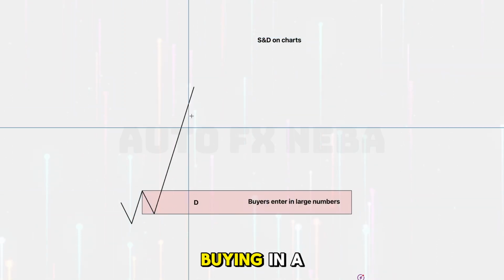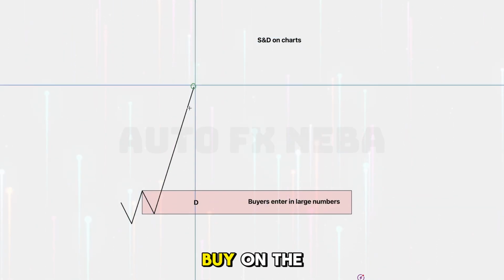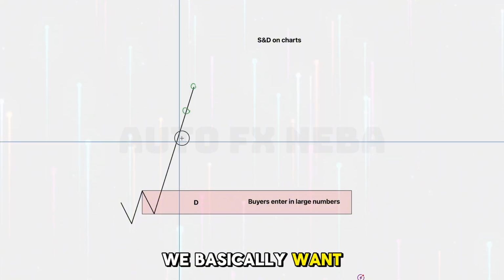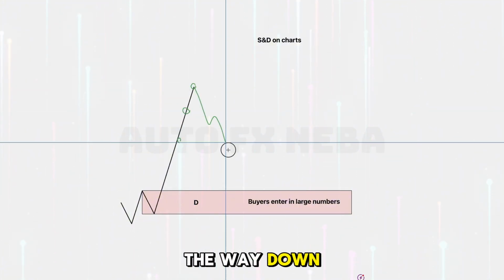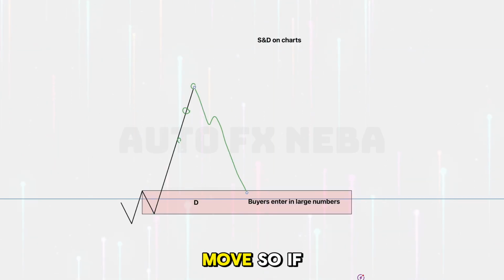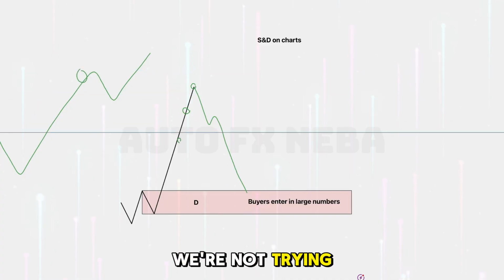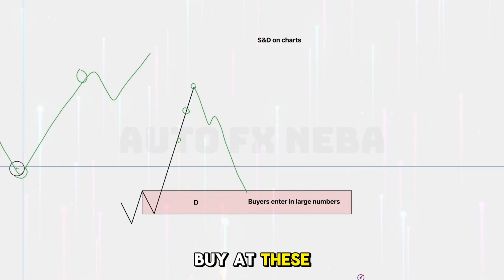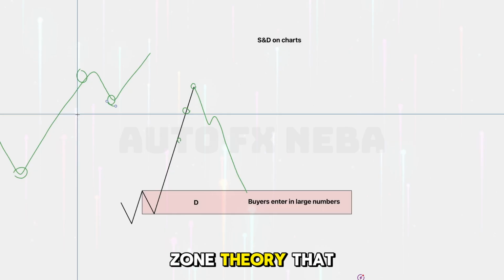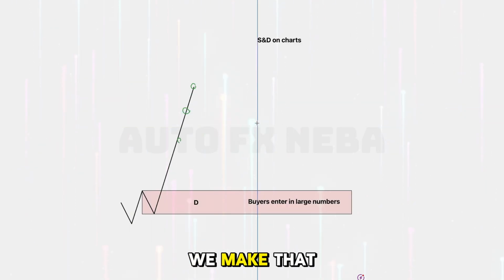Okay. So when we're buying in a market, we do not want to buy on the way up. We basically want to buy on the way down, but in a larger upward price move. So if we have a movement like this, we are not trying to buy here. We're not trying to buy here. We're trying to buy at these points. And this demand zone theory that I've just showed you is exactly how we make that happen.